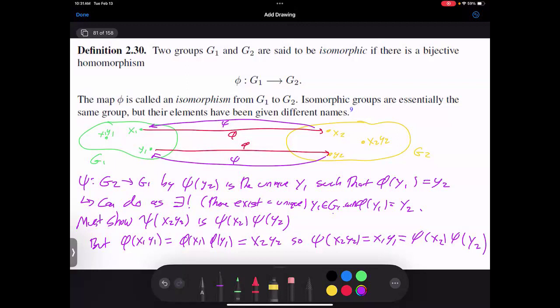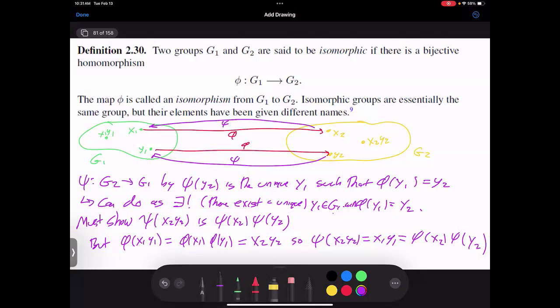So your intuition that x1, y1 is mapped to x2, y2 is correct. So we know that C of x2, y2 is x1, y1. But x1 is just C of x2. It's what got sent to x2 under phi. And similarly, y1 is C of y2. So we do know that, yes, C of x2, y2 is C of x2, C of y2. It is a group homomorphism.